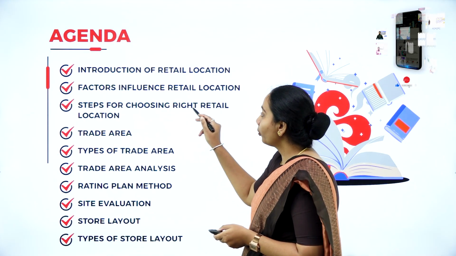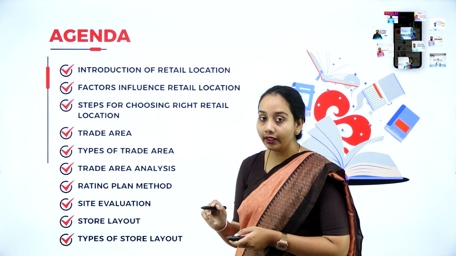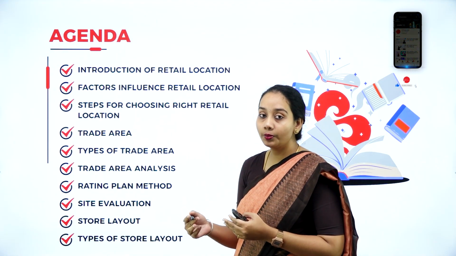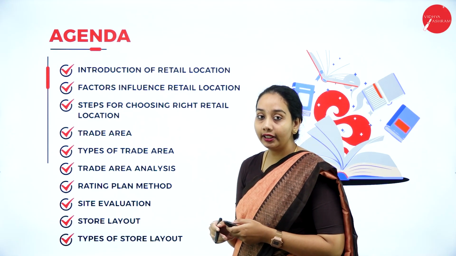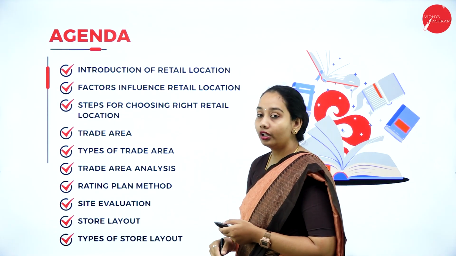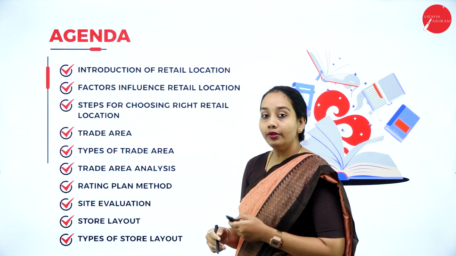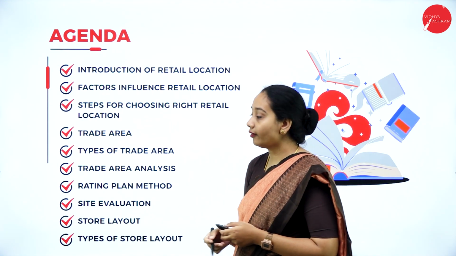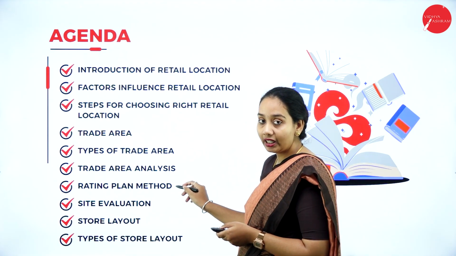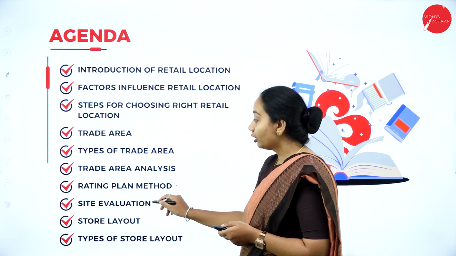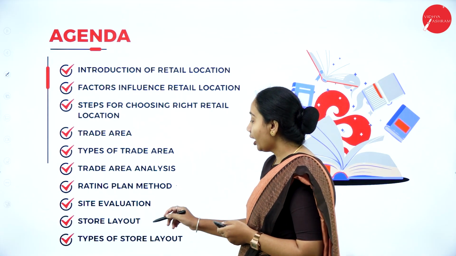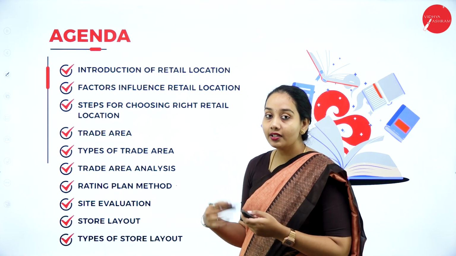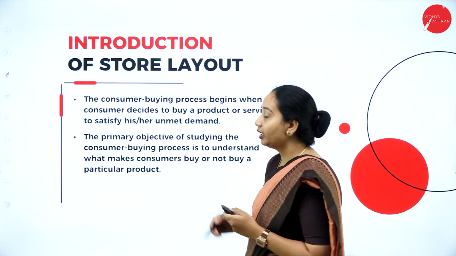Next topic is about the factors that influence the retail location. Next, we are going to learn about the steps that need to be taken for choosing the right retail location. Next, we are going to learn about what a trade area is, what trade area analysis is, and what types of trade areas we have. And we are going to study the rating plan method, the site evaluation method, and what store layout is and the different kinds of store layouts. So we'll see one by one, starting with the retail location.